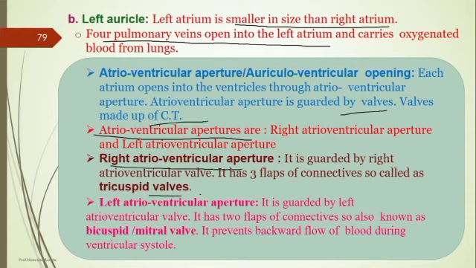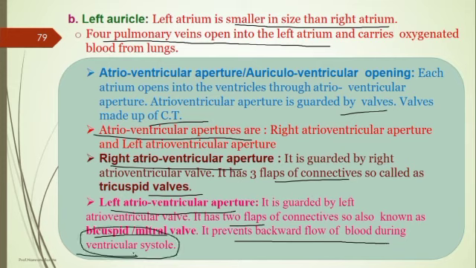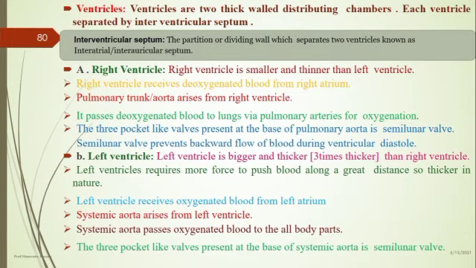On the right side there is the tricuspid valve, with three flaps of connective tissue, and on the left side the atrioventricular aperture has two flaps of connective tissue, called the bicuspid or mitral valve. Both these valves function to prevent the backward flow of blood during the ventricular systole. The next one is the ventricle.